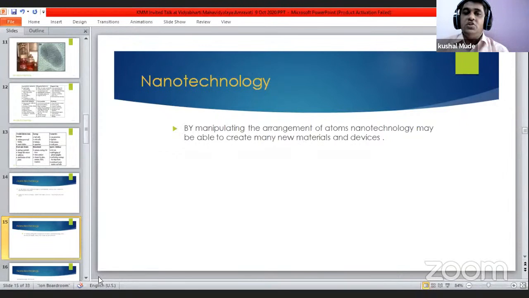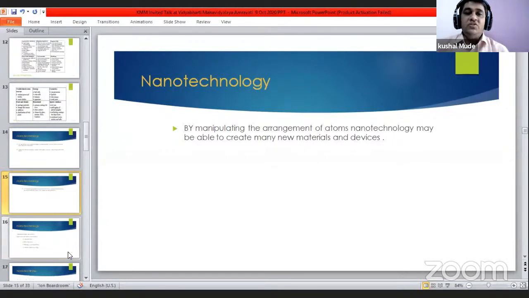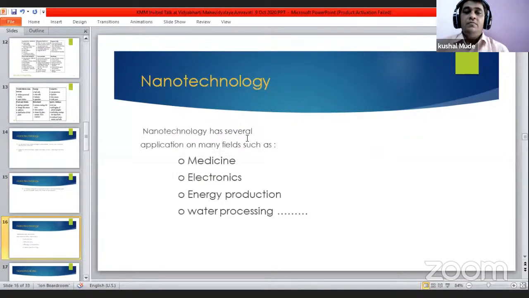That thought process is very important. Okay, definitely infrastructure plays an important role, no doubt in that. Okay, but no one can stop you from the research. That requires a thought process.